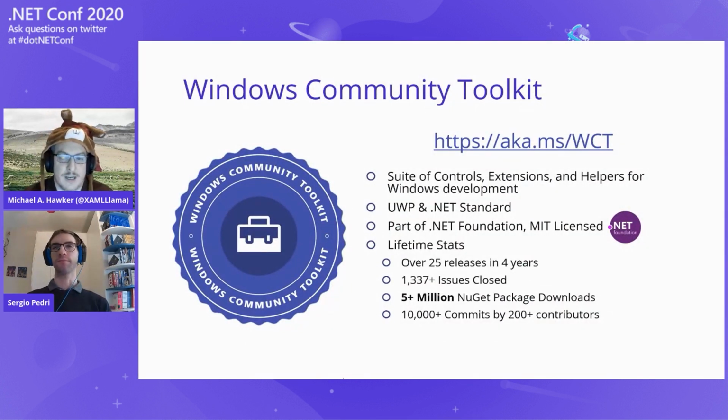So the Windows Community Toolkit is a suite of controls, extensions, and helpers for Windows development. Though we're not just for UWP developers, we have a lot more .NET Standard libraries as well now, such as the MVVM Toolkit we're going to be talking about today. We are part of the .NET Foundation. We're MIT licensed, and all our code is up on GitHub, open sourced. We do all of our work and planning and everything there, so you can come and join us. We've had over 25 releases in the last 4 years. We've closed over 1,000 issues, have had millions of NuGet package downloads with many, many commits by hundreds of contributors. So we really enjoy working with everyone and building lots of great stuff there.